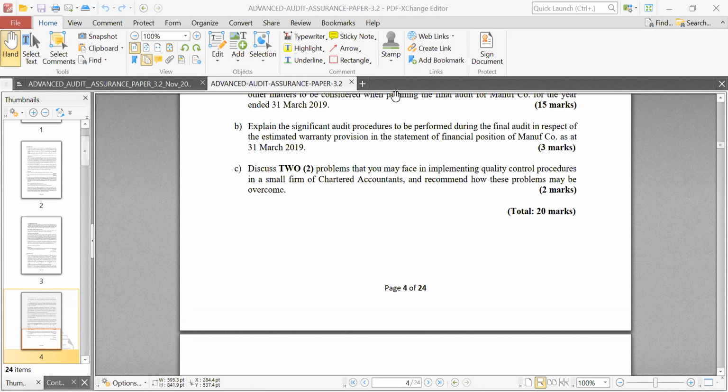So analytical procedures is just analysis. By analytical procedures, we mean that you compare the provision this year to the prior year, or you look at the provision in relation to revenue, or you look at the provision in relation to the budgeted amount. That's analytical procedures. It's nothing strange.